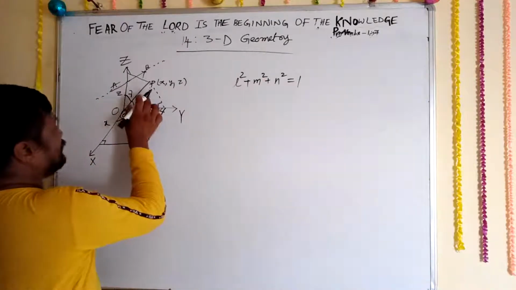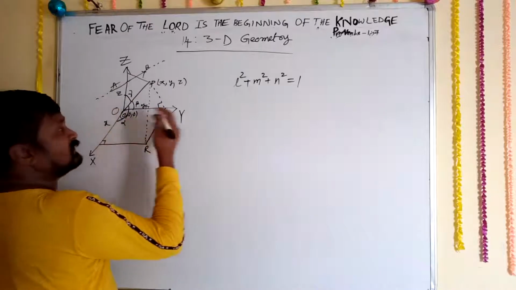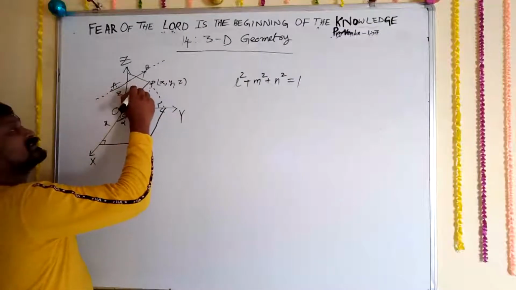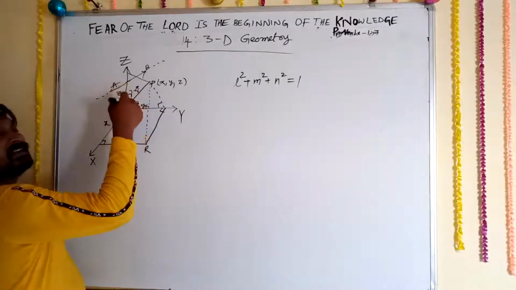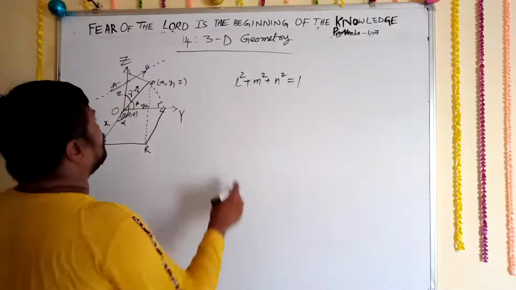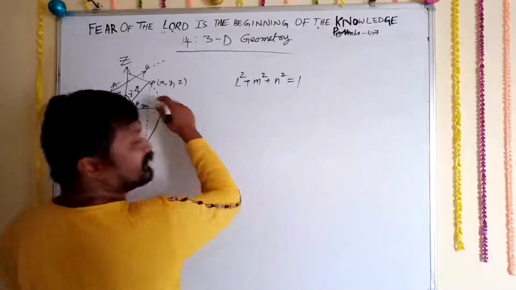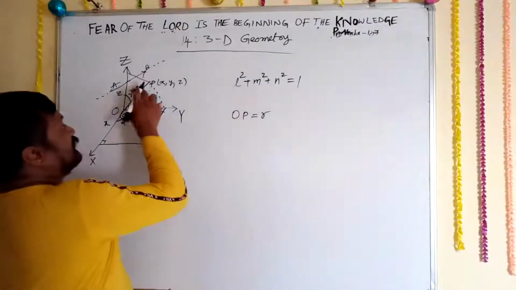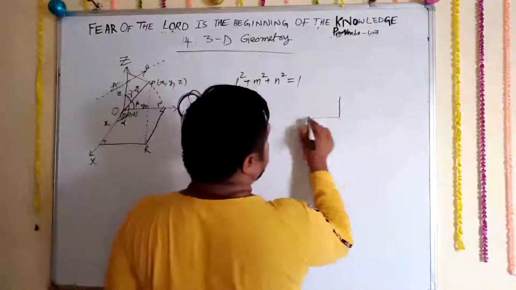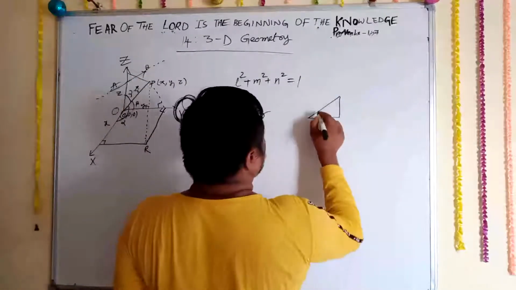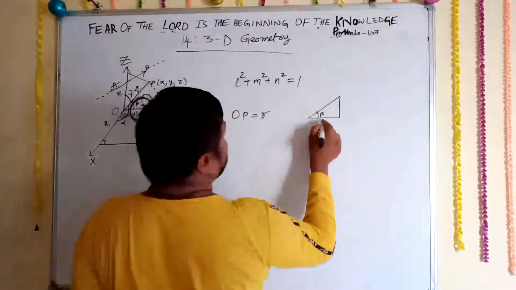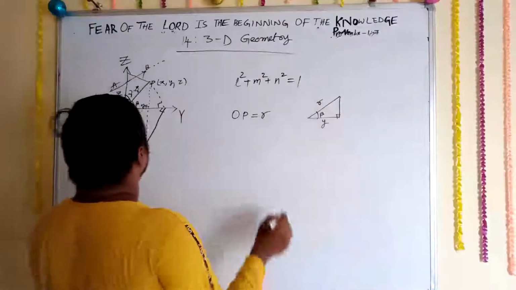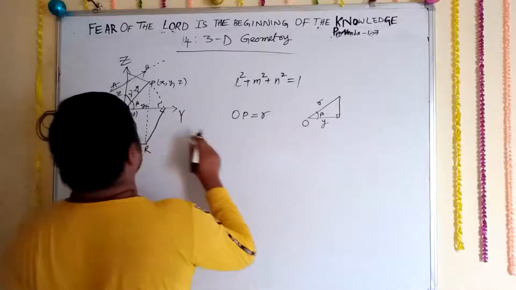Now let me take only this right-angled triangle, then you will get to know what I am solving. Here, whichever OP is there, that is your R. So it is the vector R, and from the figure OP is equal to R. Take this triangle: this is your beta, this is your y, it is a right angle, and this is R. Let me name it OYP.